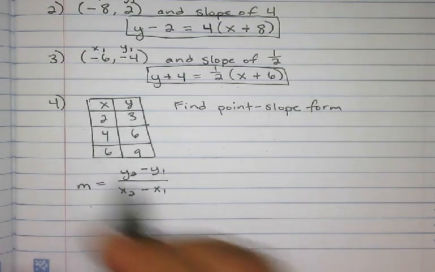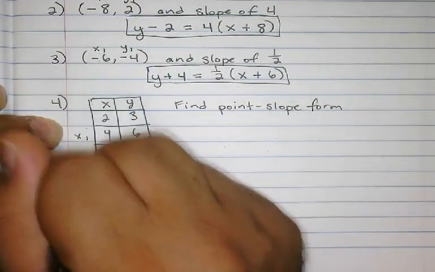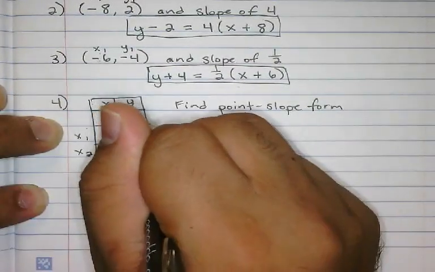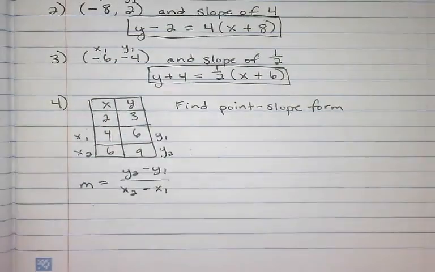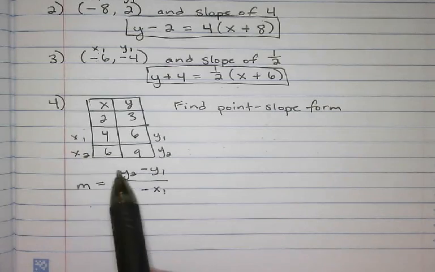So I'm going to pick any two of these points. I'm going to use the last two. So this is my X1, this is my X2, this is my Y1, this is my Y2. So all I'm going to do now is fill them into the spots.